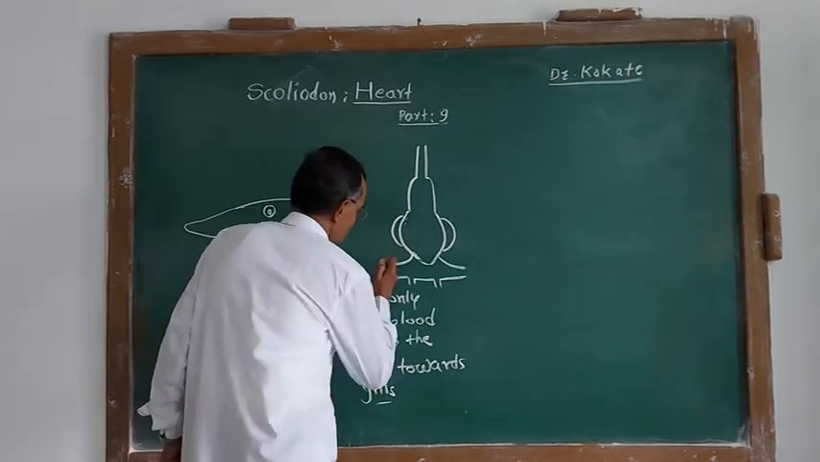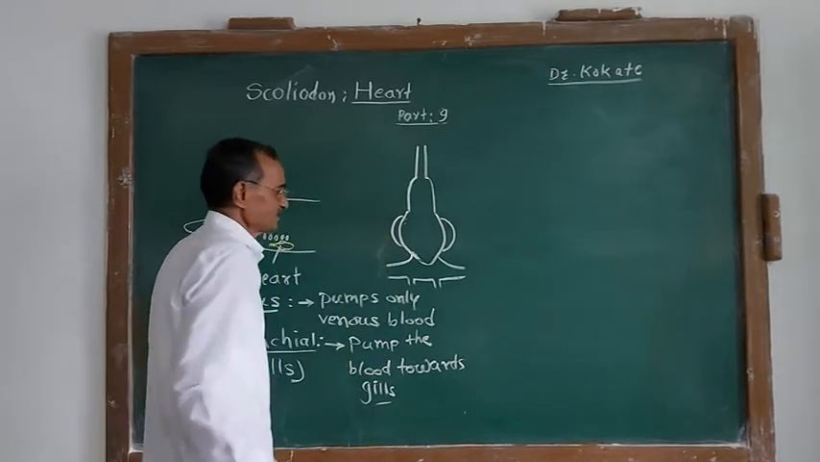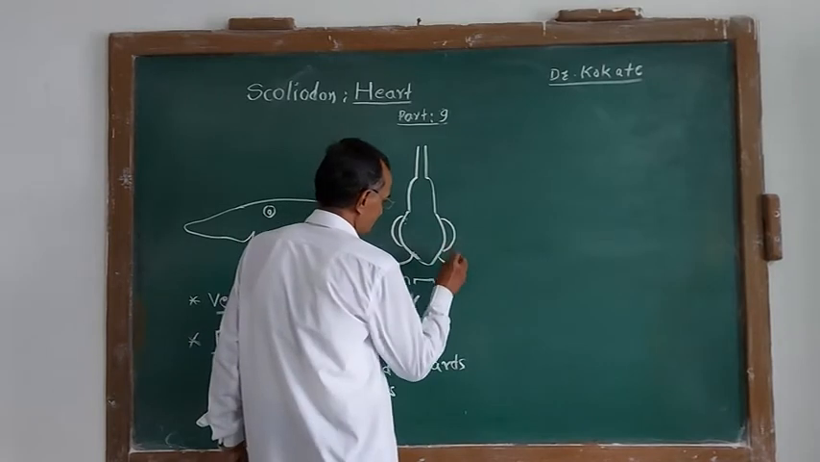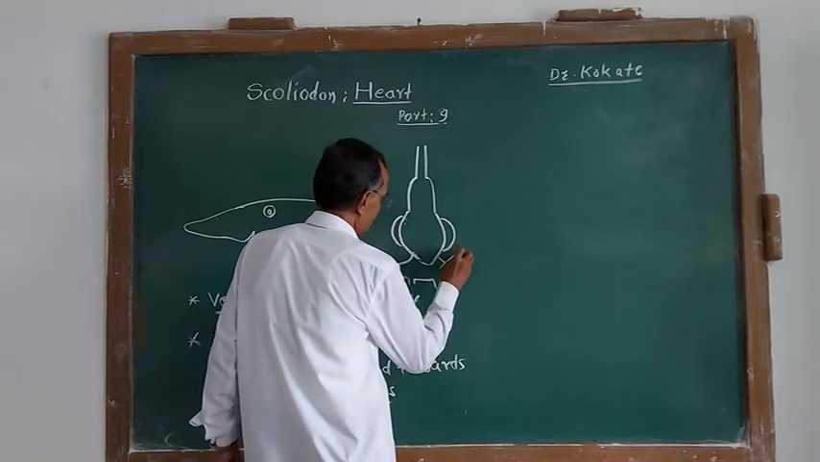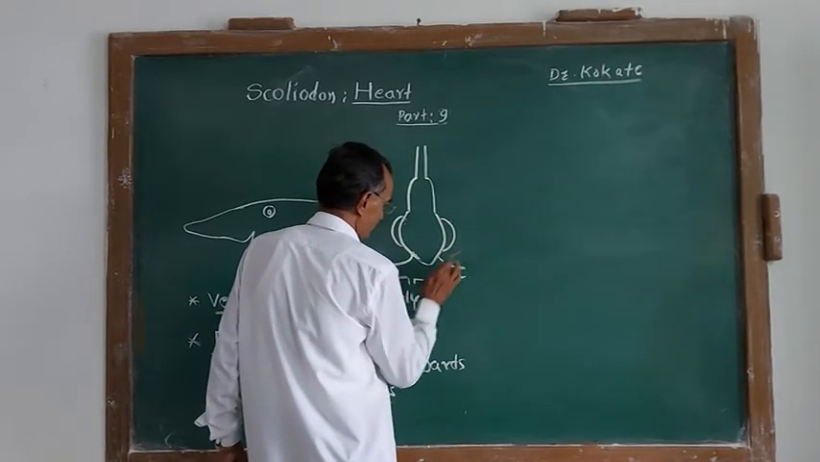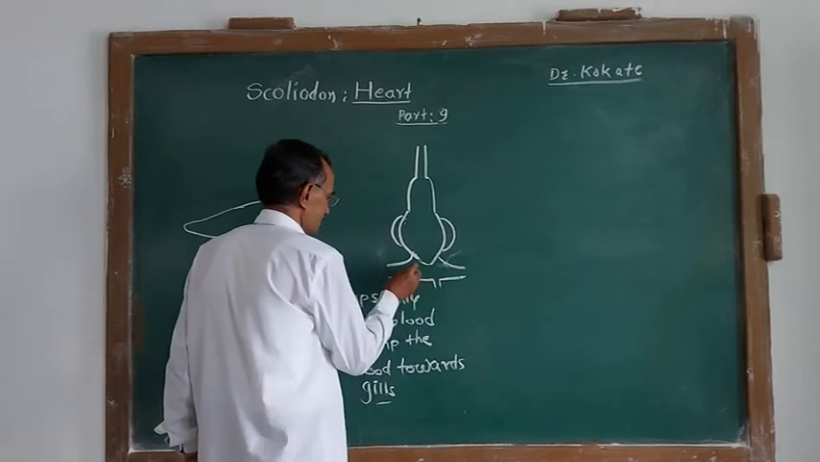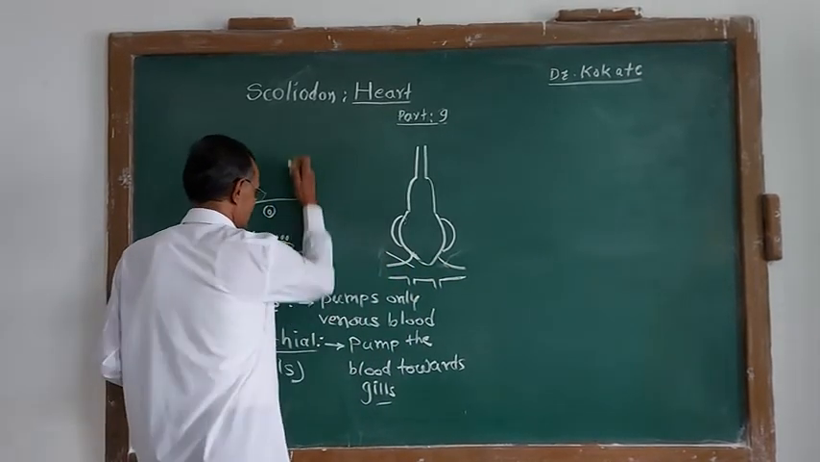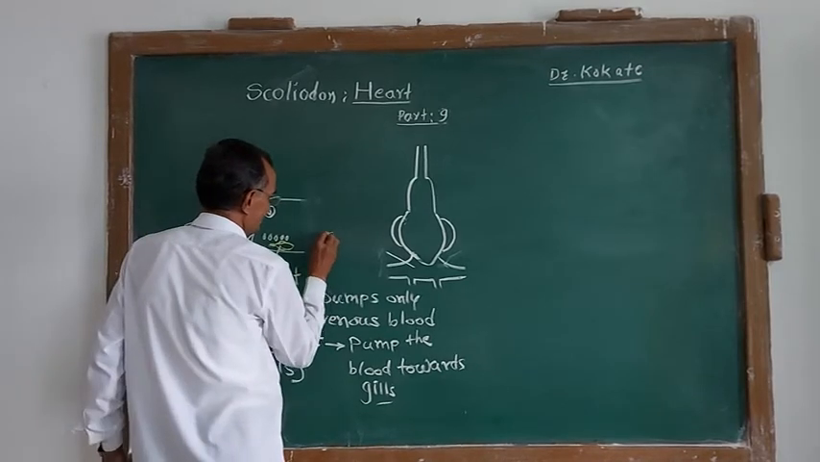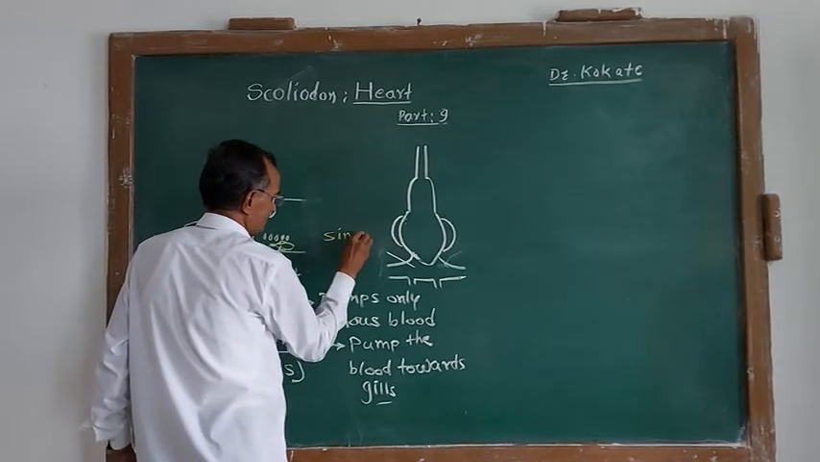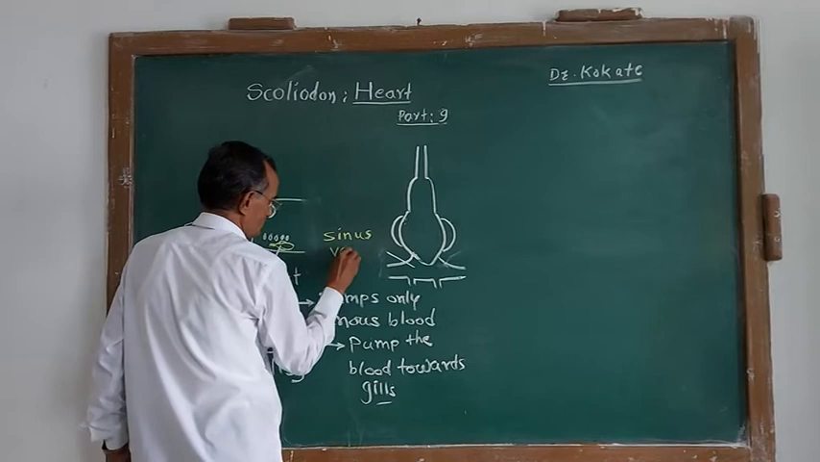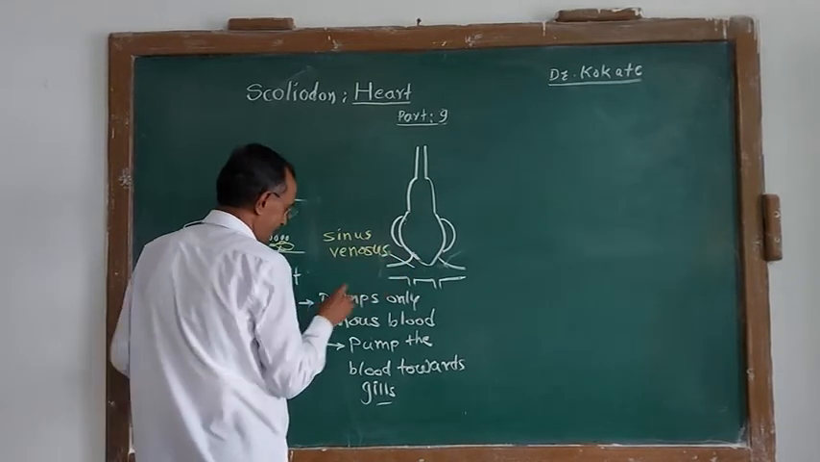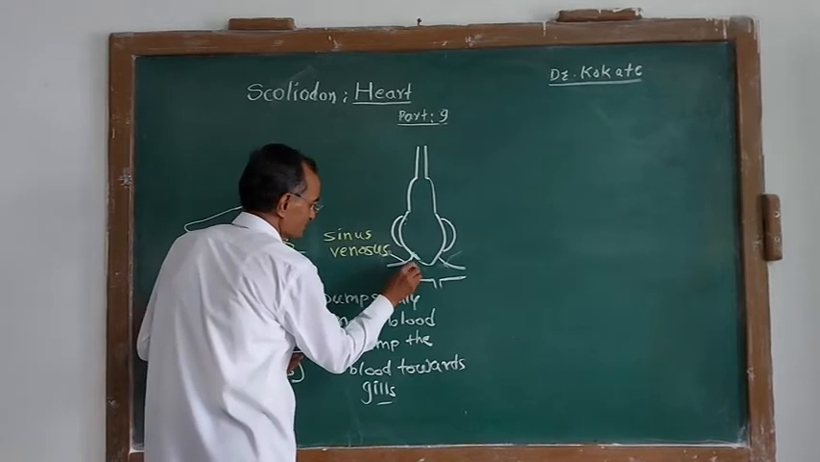So dear friends, this is the structure of the heart. What does it consist of? It consists of a sinus venosus. I will label here because I want that space for the internal structure. So this chamber of the heart is referred to as the sinus venosus.